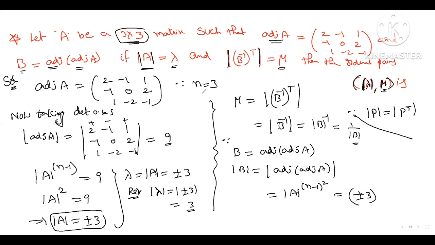But n value here, how much value? 3. (3 minus 1) whole square value is 4. What do we get here? 81, that is 3 to the power 4. Therefore mu is equal to 1 by that det B value we have got, 81, so 1 by 81. So what is required? Final required is modulus of lambda comma mu. This is nothing but modulus of lambda we have got 3, so 3 comma 1 by 81.